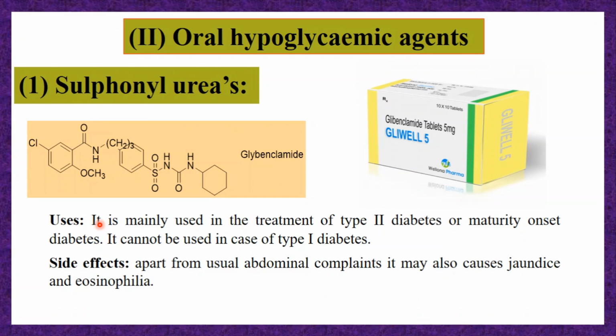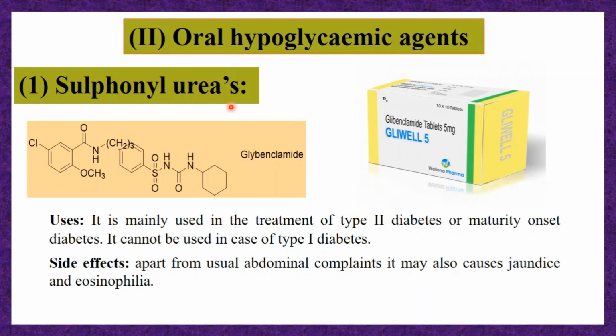Now students, today we are going to learn the drugs that come under the oral route, that is, the drugs we take by the oral route. So that is the oral hypoglycemic agents. These are the drugs that can be taken by the oral route of administration. They are classified into four classes. The first class is the sulfonylurea class.